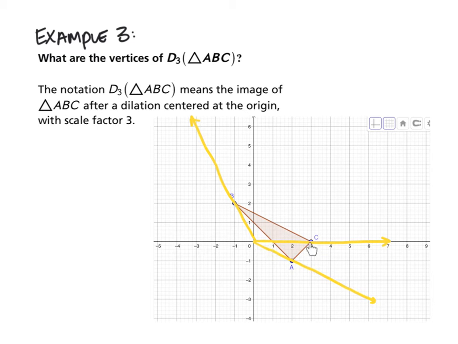C, we can see it's 3 units away from the origin. It's right along the x-axis here. It's 3 units away from the origin. So it's going to slide 3 times as far.